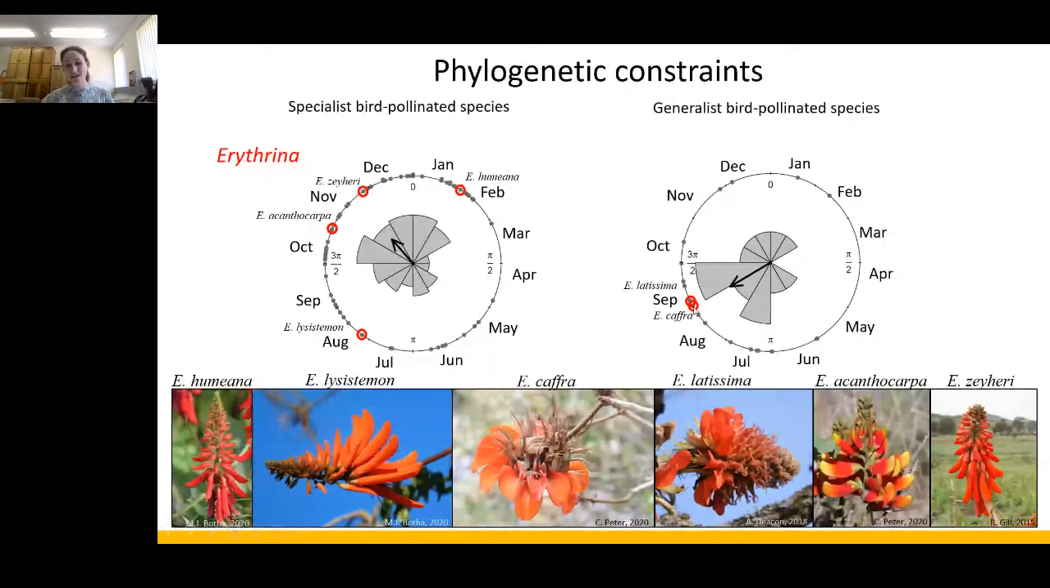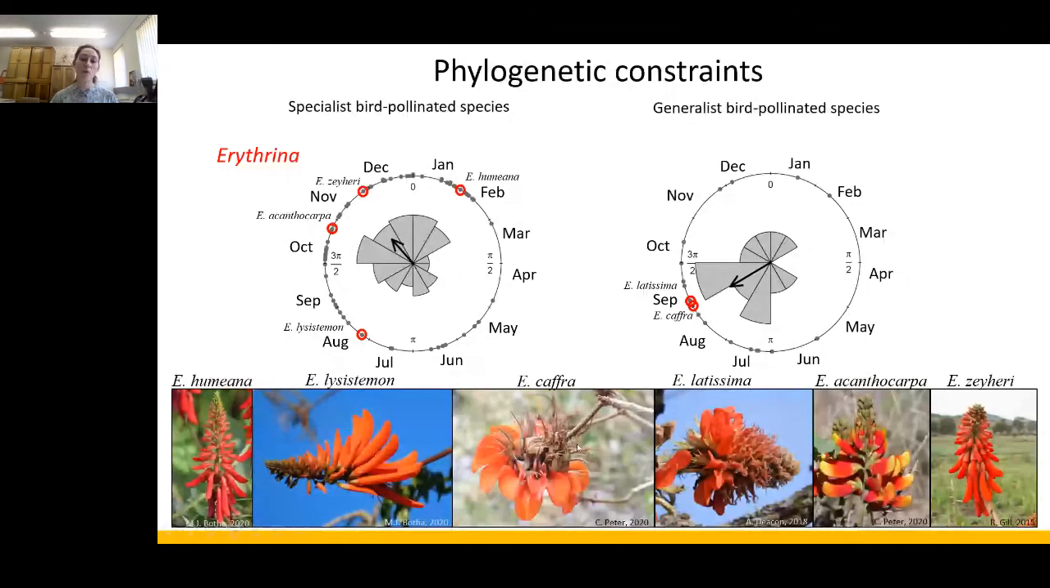And then I just wanted to point out this interesting morphological change throughout the year in Erythrina, going from January with Erythrina humiana here on the left, across to Erythrina zairi, and this is the order of flowering throughout the year. And you can see how the shape of the flowers changes, with these two open ones in the middle being the generalist pollinated species.